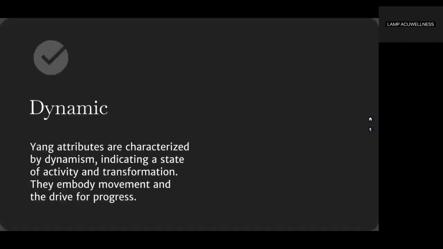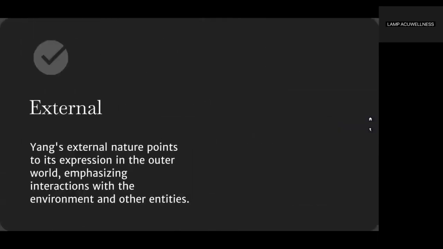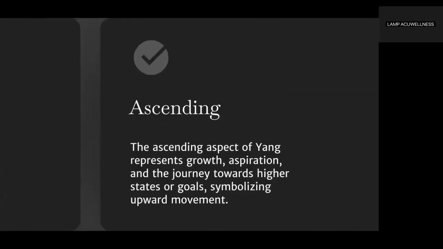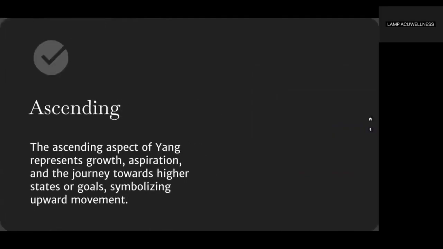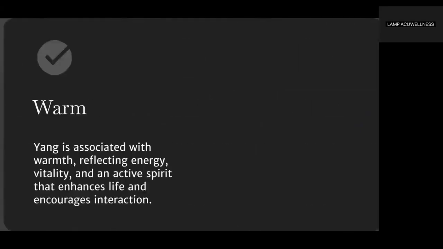Yang attributes are characterized by dynamism, indicating a state of activity and transformation. They embody movement and the drive for progress. Yang's external nature points to its expression in the outer world, emphasizing interactions with the environment and other entities. The ascending aspect of Yang represents growth, aspiration, and the journey towards higher states or goals, symbolizing upward movement.